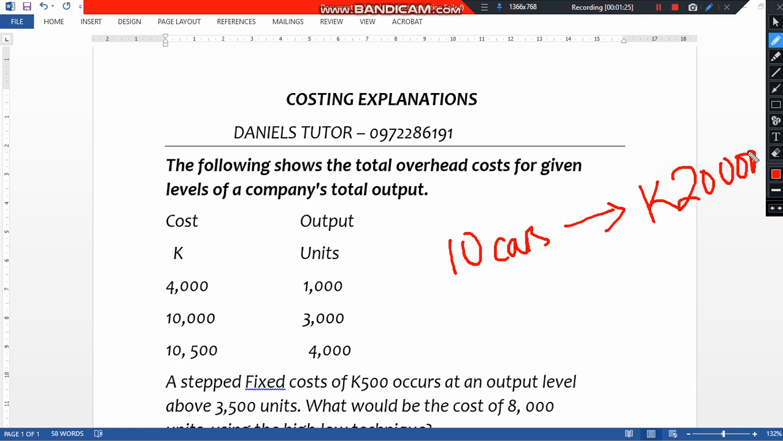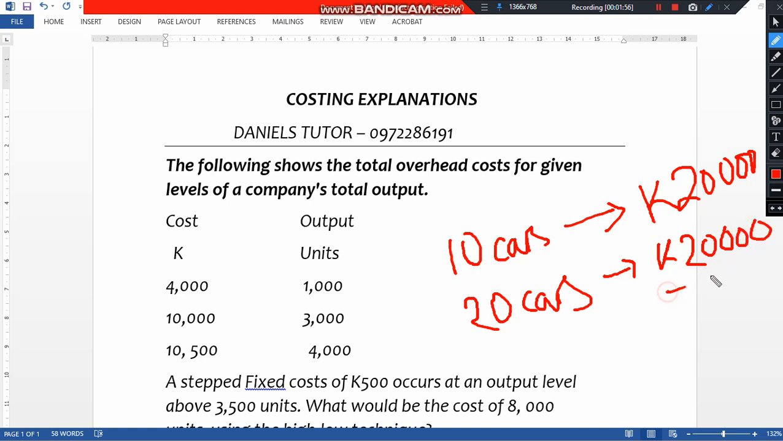So here's the thing. What if you start selling 20 vehicles? If you start selling 20 vehicles, it means you have to rent another showroom. Your rentals will now be for two showrooms. So 20,000 for the first showroom that can keep 10 vehicles, and another showroom has to be rented that will keep the other 10. So your rent has increased. Yes, it was fixed at 20,000.